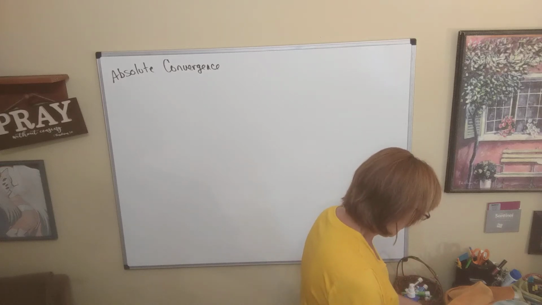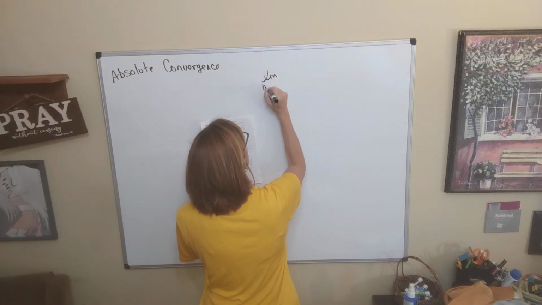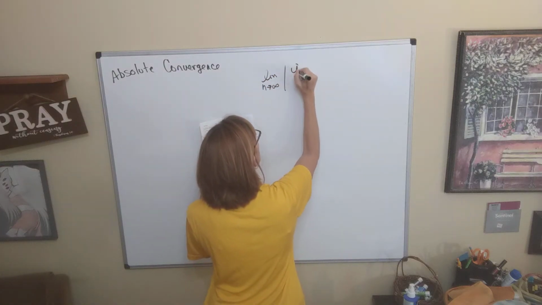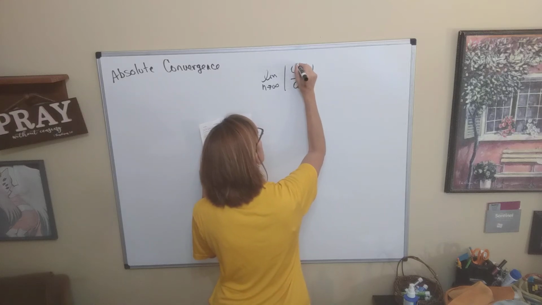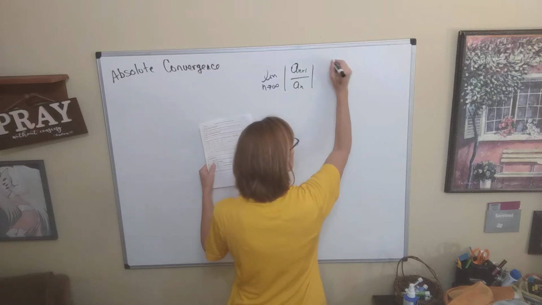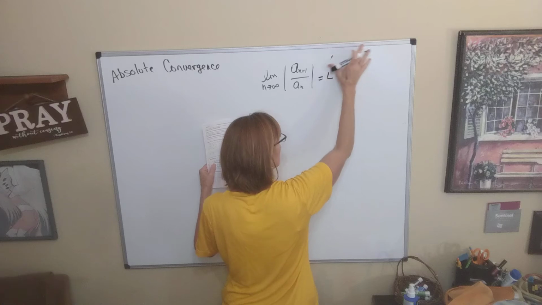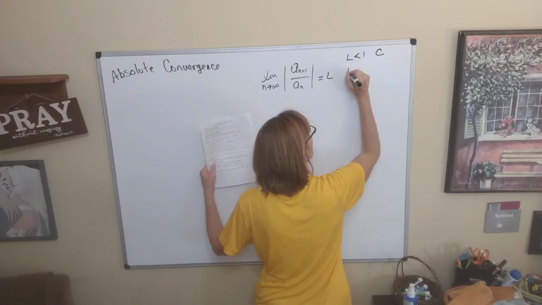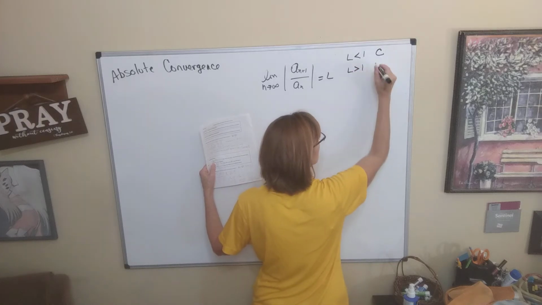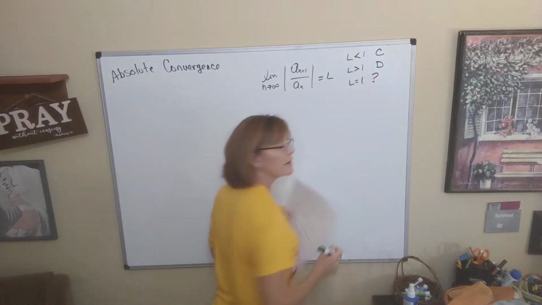So let's just write the rules. If you take the limit as n goes to infinity of the absolute value of a sub n plus 1 over a sub n, that's just how you do this, and we say this equals L. If L is less than 1, converges. If L is greater than 1, or it doesn't exist, diverges. If L equals 1, we do not know. We've got to use something else.